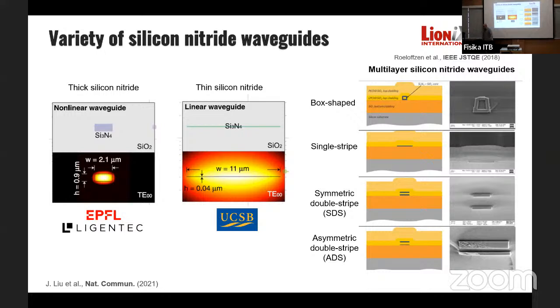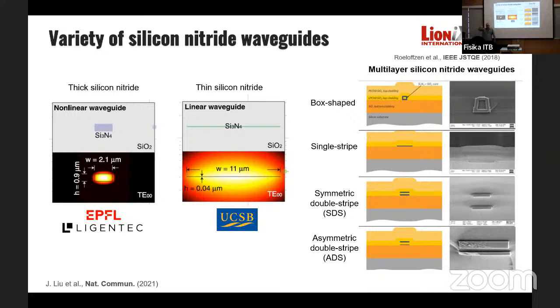The second one, typically this is designed for single mode. Strictly speaking, there are other applications where you want to harness higher order modes, but in this case, let's stick to single mode waveguide, right? So you have a single mode waveguide that is thick enough such that all the light intensity, which is what matters anyway, is in silicon nitride.